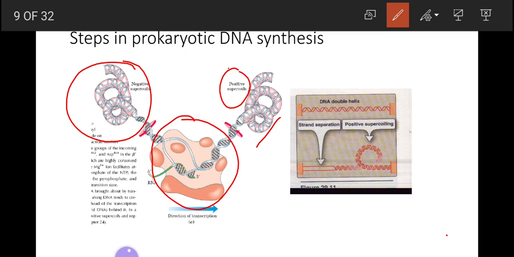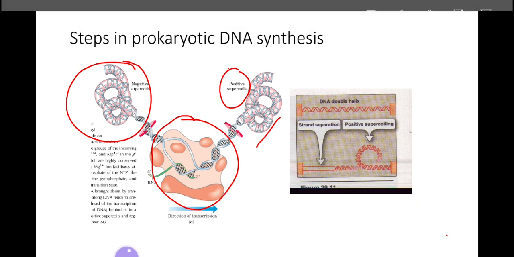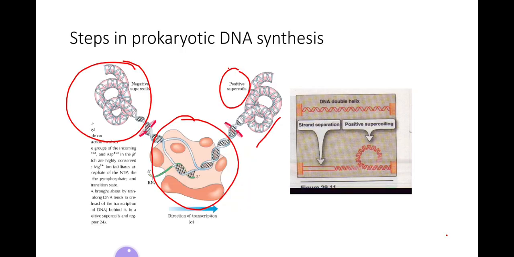These supercoils interfere with the replication, so this problem must be solved, otherwise the replication cannot proceed, and the DNA polymerase will not find its way to synthesize the DNA. So to solve the problem of the supercoils, there are enzymes called topoisomerases.